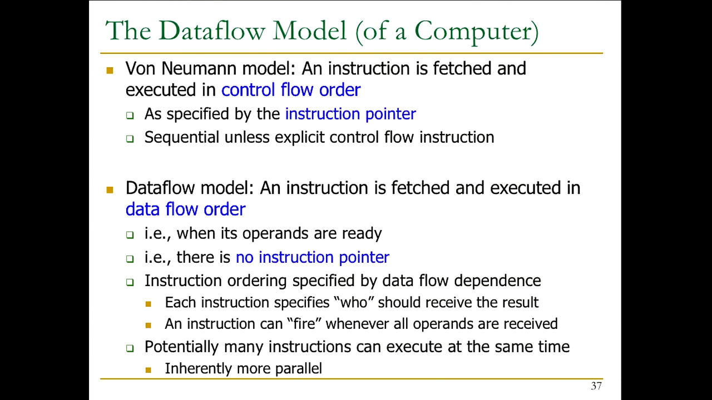Okay, we'll see the data flow model, but you also don't need to have branches even in the von Neumann model, because you can convert the branch to a data flow dependence. Instead of having a branch that says you should go to this instruction next, you go to this instruction if this condition is true, and if this condition is not true, do the other instruction.